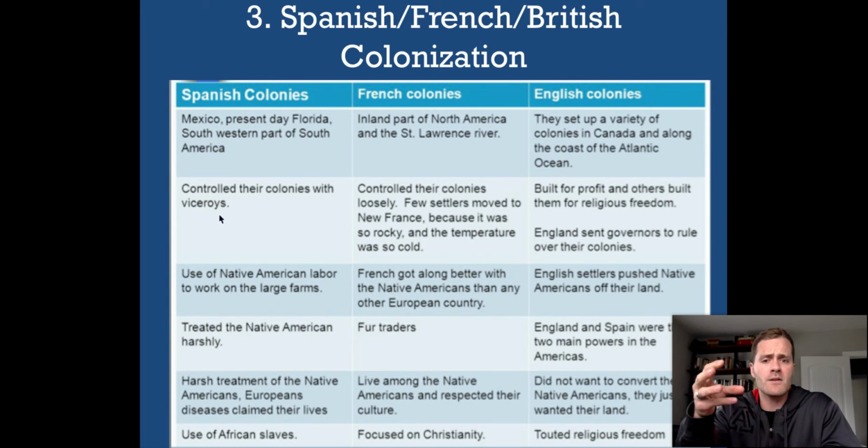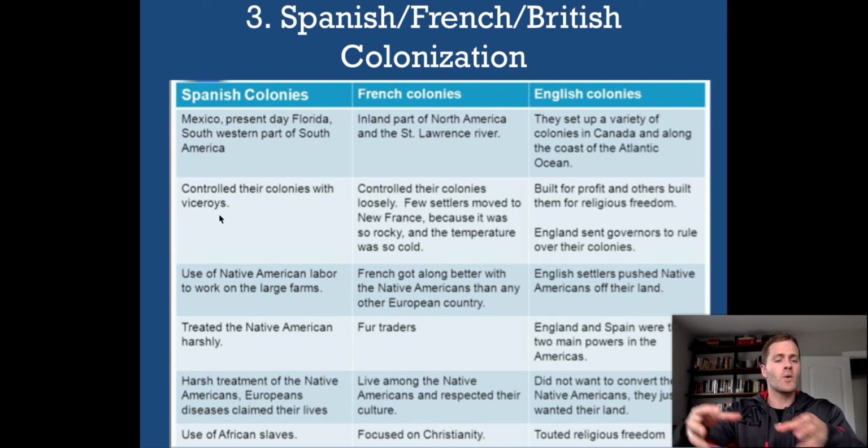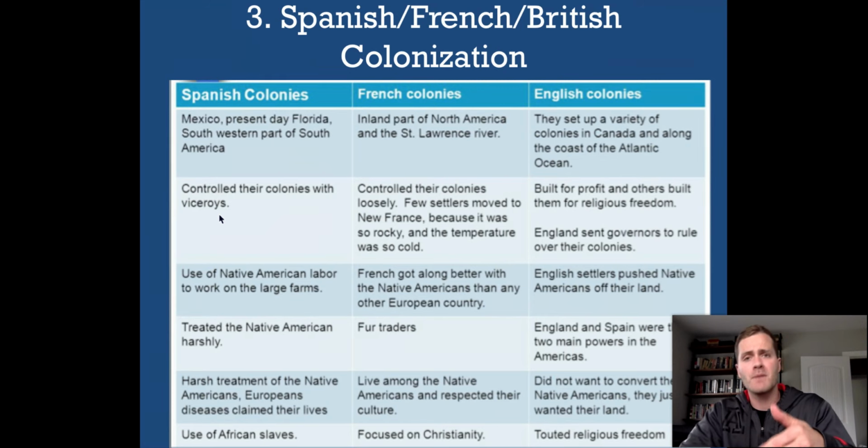The French are there, particularly speaking, almost exclusively for the fur trade. They are there to acquire beaver furs and ship those beaver furs for a profit back to France to be sold in Europe. And because they're not trying to own land or exploit labor, they're going to have much more positive relationships with the Native Americans. They're going to live amongst the Native Americans. They're going to respect Native American culture.